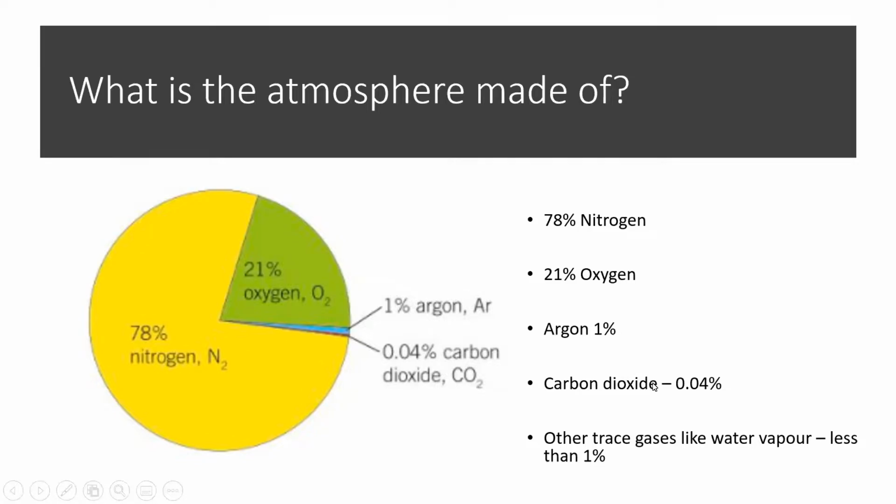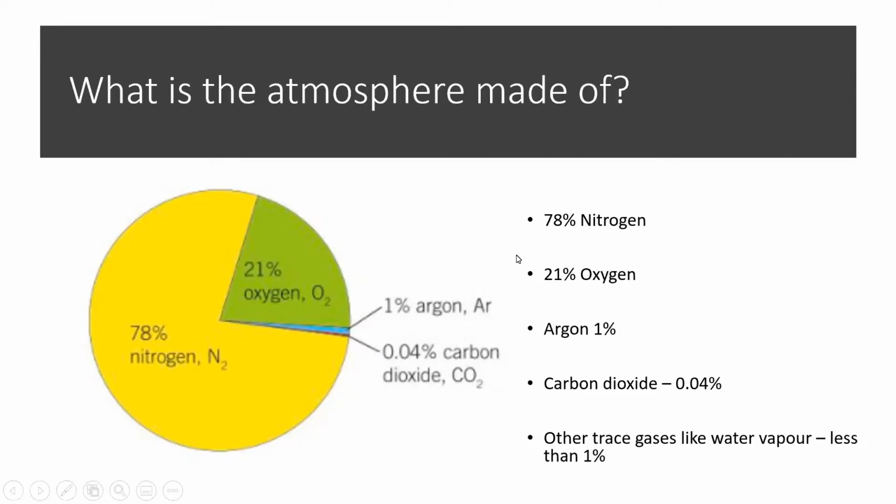Okay, so you've got other trace gases like water vapor. Water vapor is also a greenhouse gas, but how much there is in the atmosphere depends on where you are on Earth. So a tropical region will have a lot more than a dry desert region.